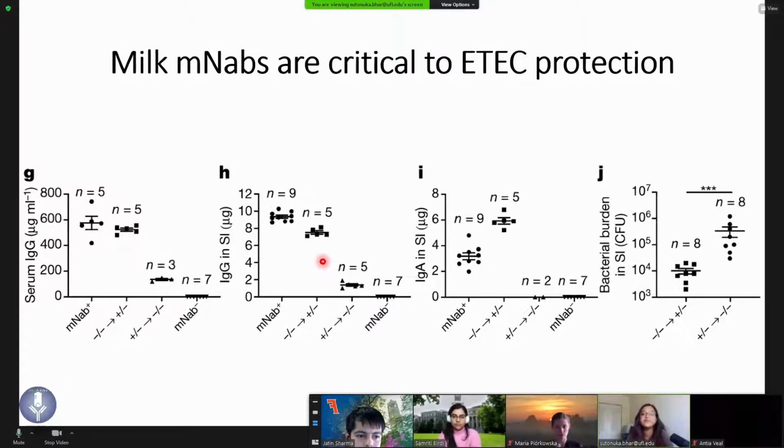I don't know why. Although they are using standard error of the mean, and that tends to be tighter than standard deviation. But still, I would expect at least one of these to be significant. Maybe they just didn't think it was important, which is weird. Why do you think it's not important to do statistics on these? Yeah, at least the ETEC burden was statistically significant.